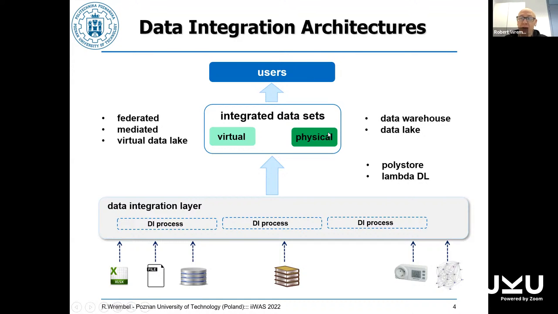And the most well-known and most frequently used physical data integration architectures include data warehouses and data lakes. And merging these two, virtual and physical, results in Polystore and Lambda.